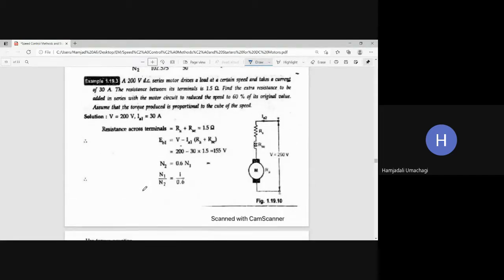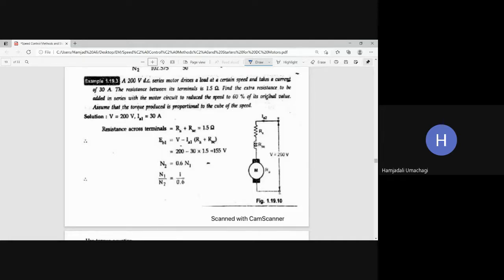So now this is the problem related to the DC series motor. Speed control of DC series motor. A 200 volt DC series motor drives a load at a certain speed and takes a current of 30 ampere. The resistance between its terminals is 1.5 ohms. Find the extra resistance to be added in series with the motor circuit to reduce the speed to 60% of its original value.